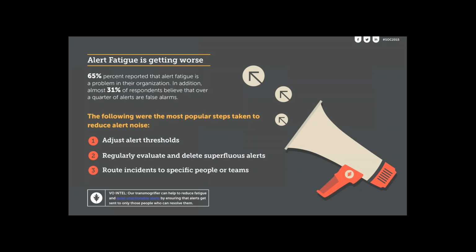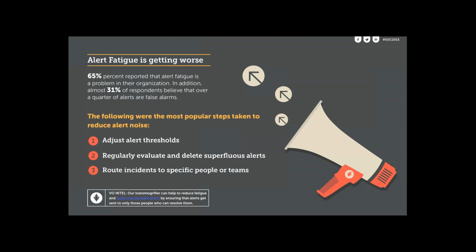I can speak a little bit to this next slide here about alert fatigue getting worse. We talked a little bit about that also with the email components. 65% of people reported that it's a problem in their organization. And this one is a disheartening statistic. I feel so bad for everyone who carries that metaphorical pager, but 31% of respondents believe that over a quarter of alerts are false alarms.